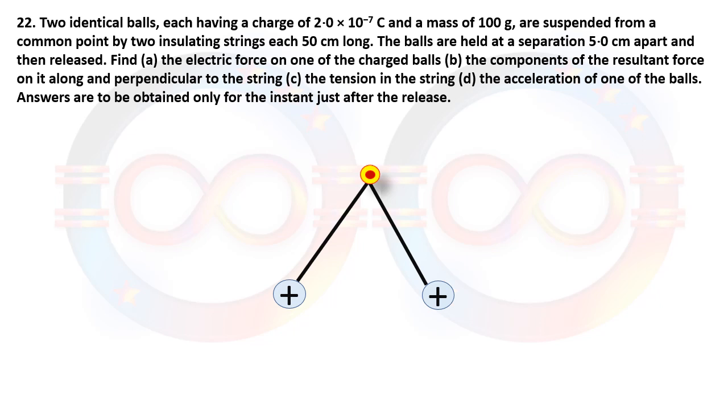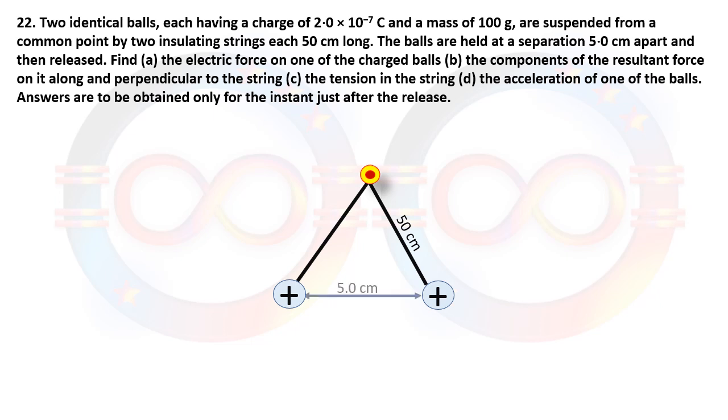In B, it is asked what are the components of the resultant force along the direction of the string as well as perpendicular to the string. In C, it is asked to find the tension in the string, and in D, the acceleration of either of the balls. Either ball means there must be some net force acting on either ball, because they follow the third law of motion. So we have to calculate the force, and then because of the net force, the acceleration. Because mass is given, we can apply the formula force equals mass into acceleration.